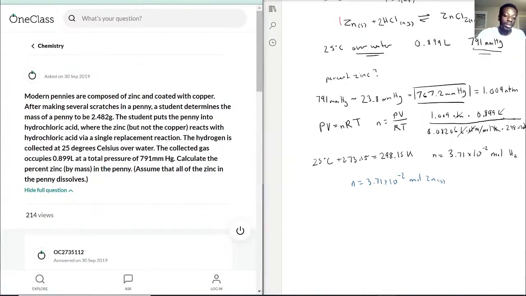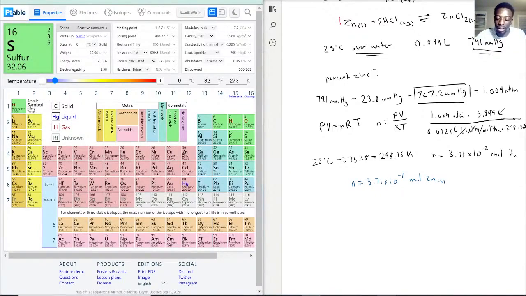Then we use our periodic table to find out how many grams that is. So that would be 3.71 times 10 to the negative 2 moles times 65.38 grams per mole. Units are canceled out. Okay, and in total we get 2.43 grams of zinc.